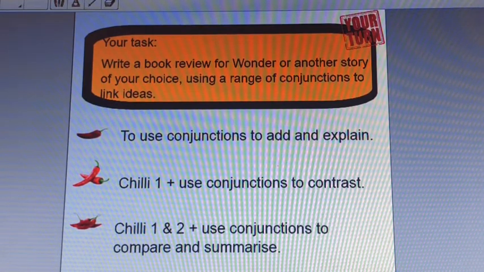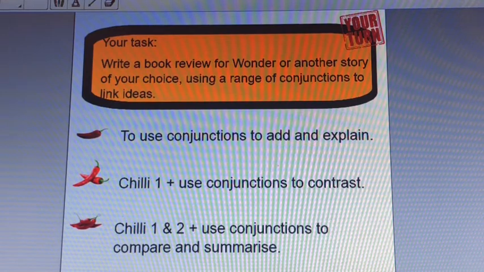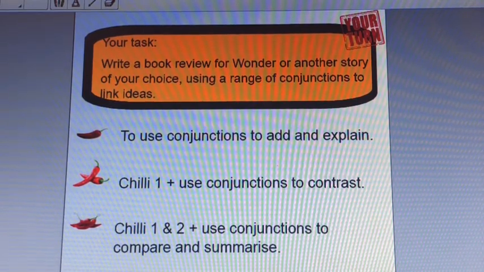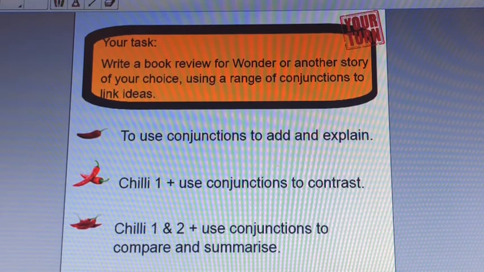Your turn. Okay, so your task this week is to write a book review for Wonder or any other story. It could be one of your favourite stories, or it could be a story you really, really did not enjoy. But your challenge is to use a range of conjunctions to link your ideas. Chili 1, to use conjunctions to add and explain. Examples of these are also, in addition, as well as that, furthermore.